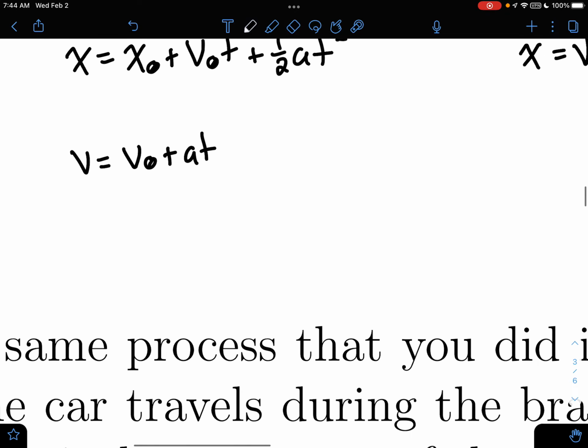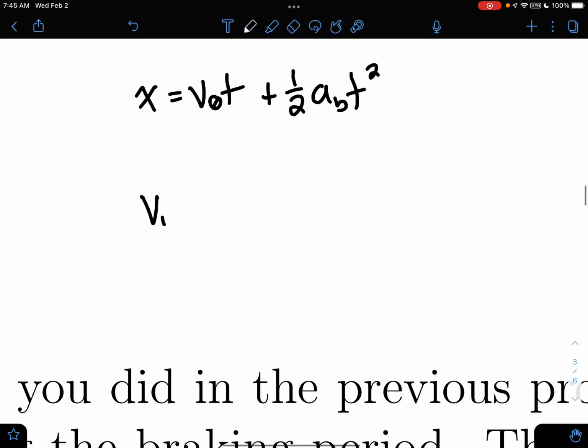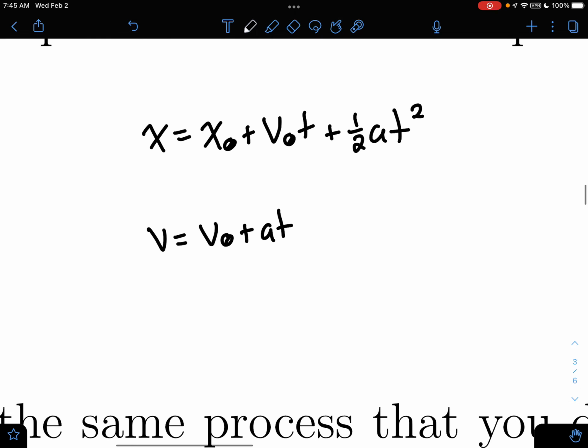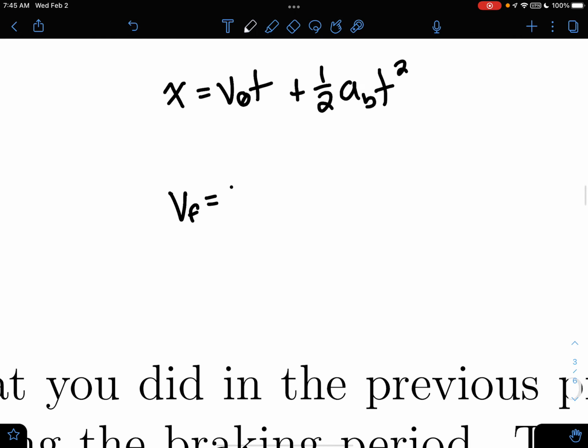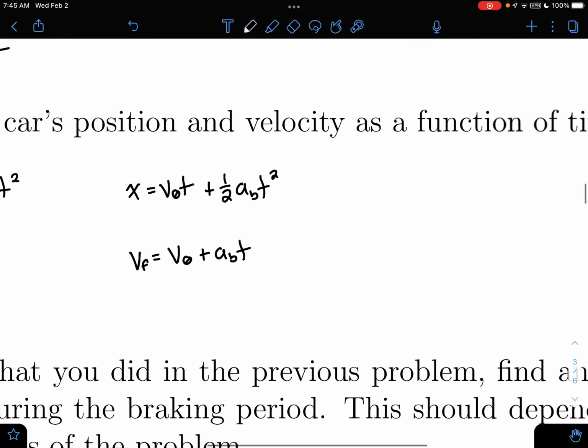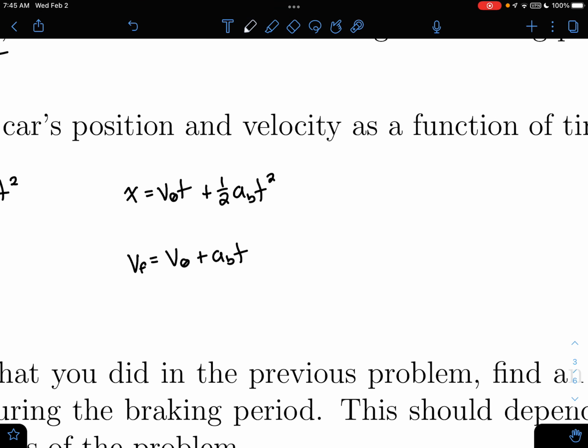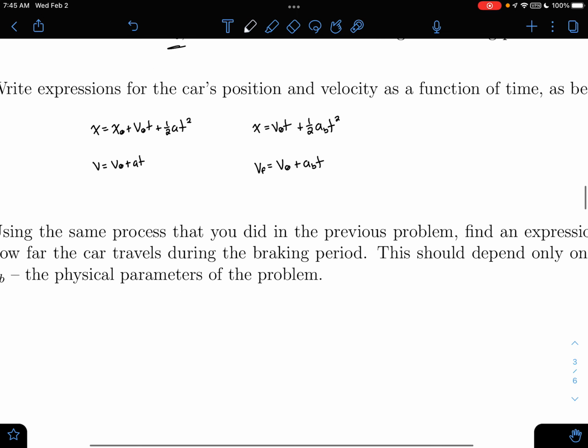Cool. Now we have velocity, same thing. Our v final is going to equal v naught plus a times t. Cool. Wonderful. We have our equations, our position and velocity. That's the word I was looking for.